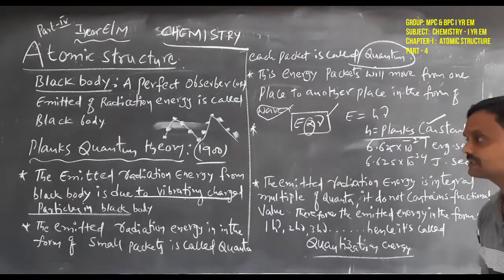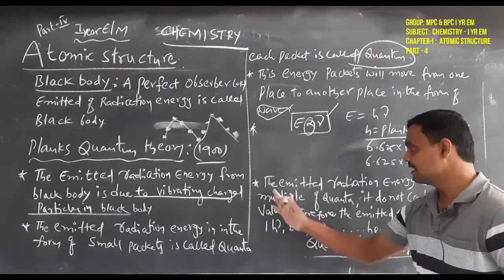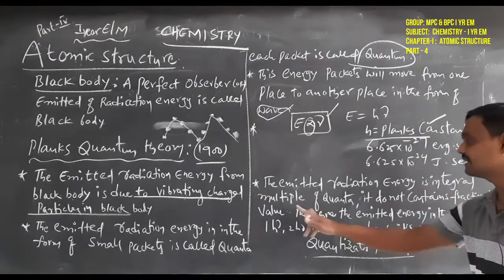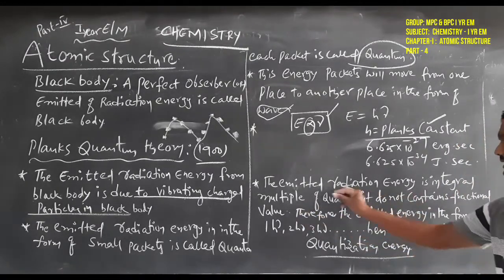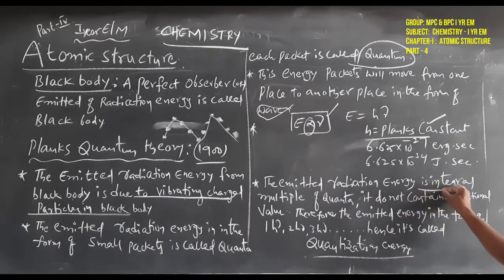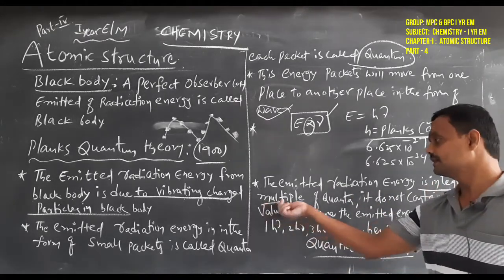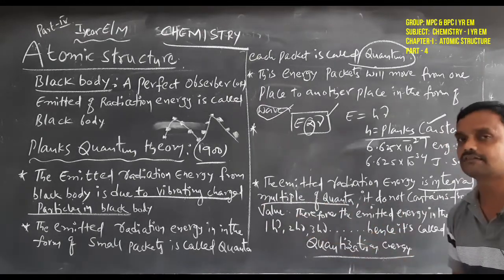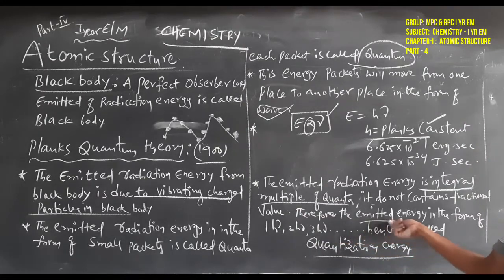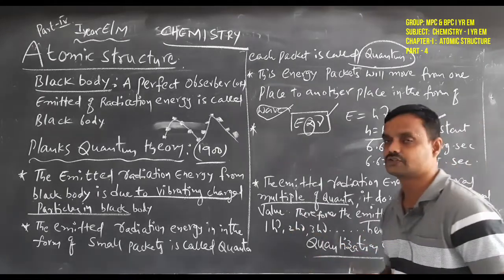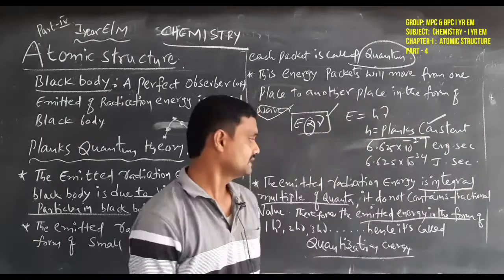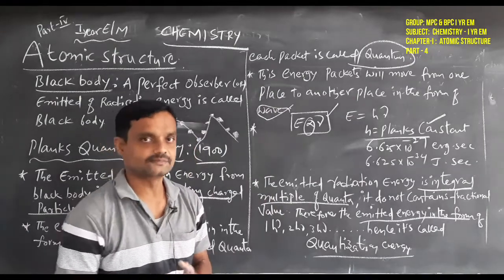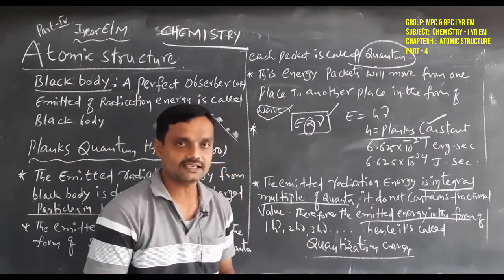We move to another postulate in Planck's quantum theory: the emitted radiation energy is an integral multiple of quanta. What is that? An integral multiple of quanta. It does not contain fractional values. Therefore the emitted energy is in the form of 1h nu, 2h nu, 3h nu. Hence that is called quantization of energy.